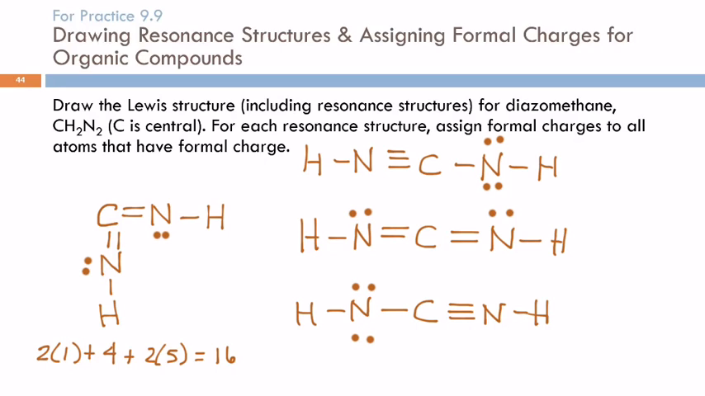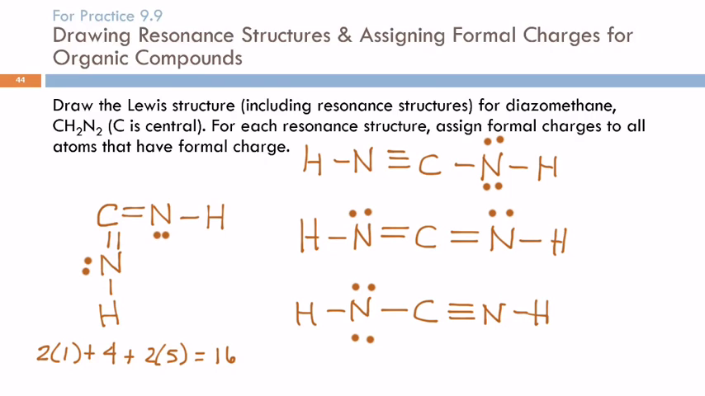Okay, so we've got three different structures. They're not exactly the same, right? The top one and the bottom one are essentially the same, just rotated, right? But this nitrogen is a different atom than that one, and so these two are resonance structures. But this one in the middle is different because the bonds are designated differently.